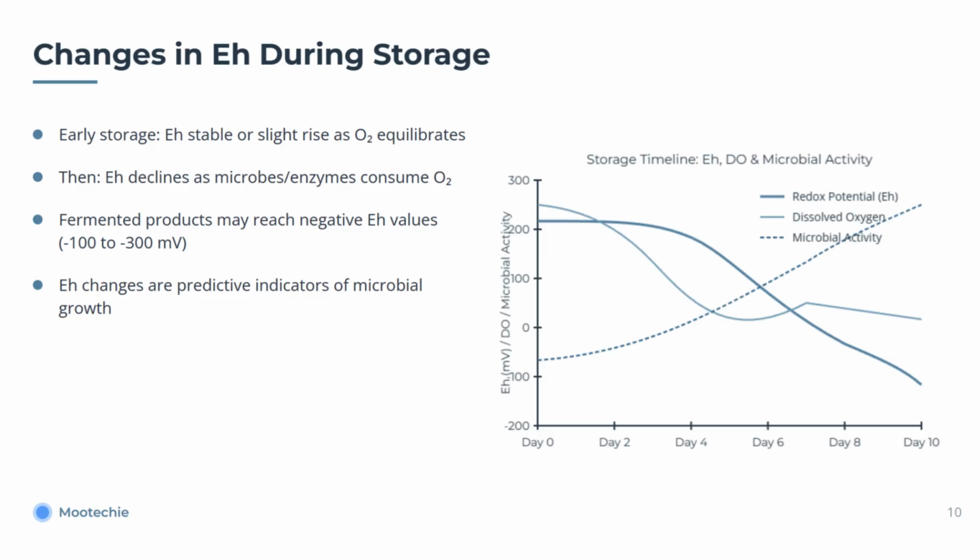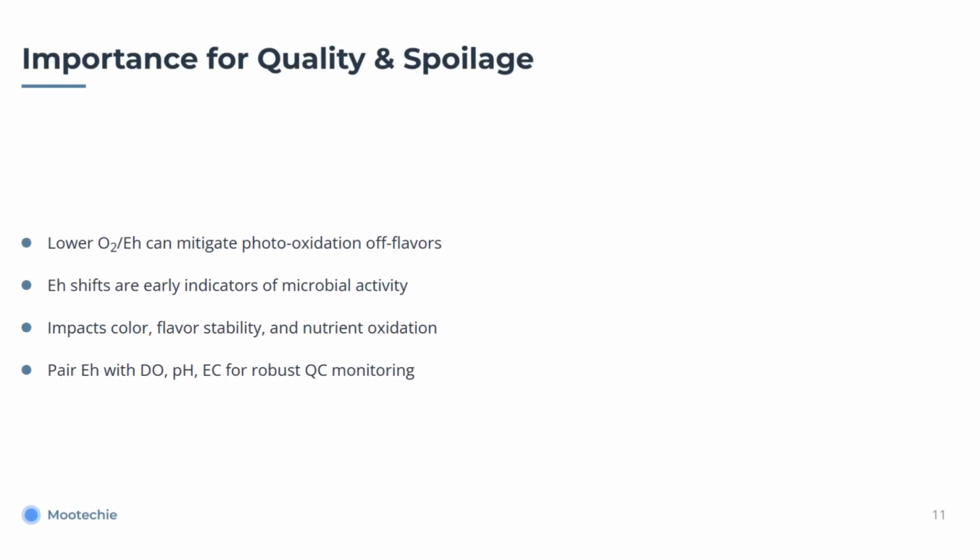The graph on this slide shows the typical trends over a 10-day period. You can see the redox potential, represented by one line, generally decreasing over time. Meanwhile, the dissolved oxygen, another line, also falls, and the microbial activity, a third line, increases as these processes take hold.